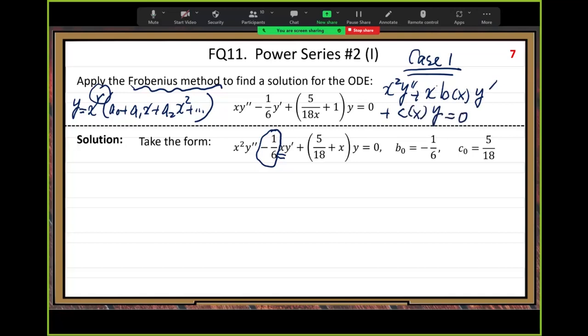So after you take away that x, you have a power series expansion for b. That B0 in your power series expansion, that's the B0. And likewise the C0 is the constant term for c. B0, C0. When you look at the B0, you need to skip 1 x.